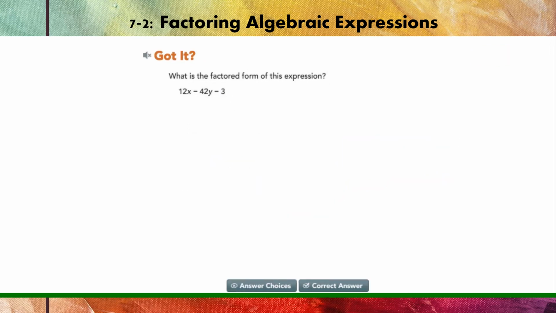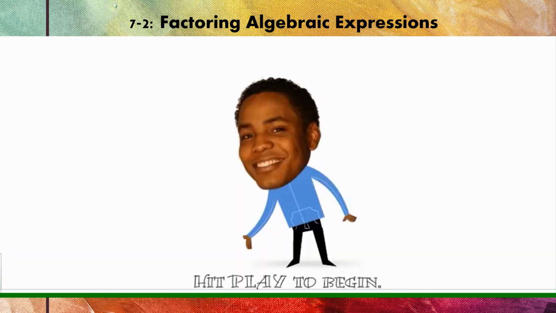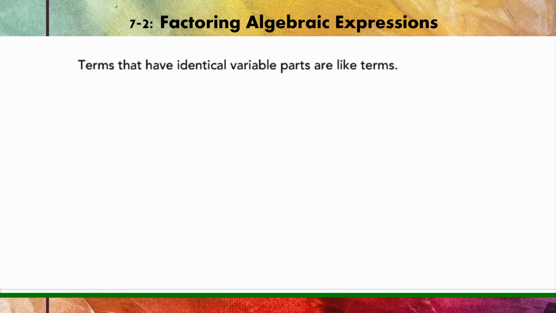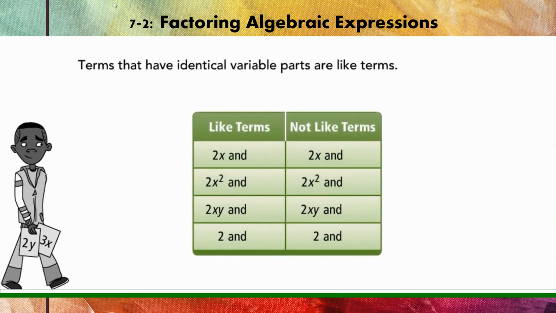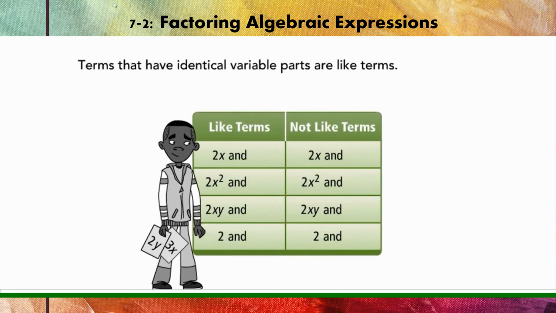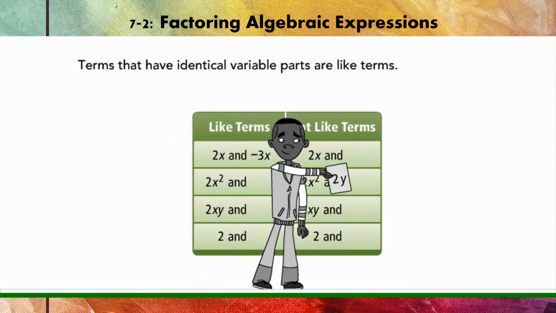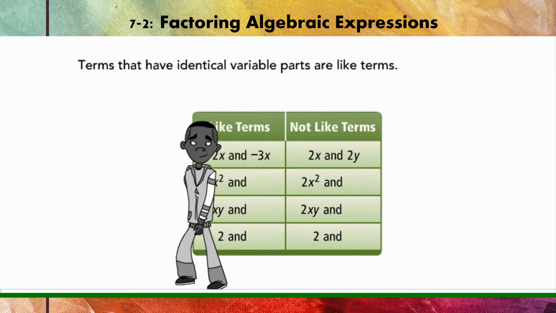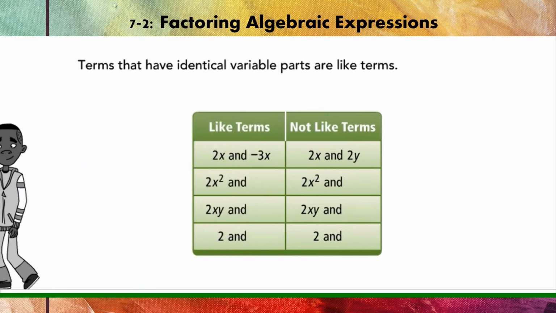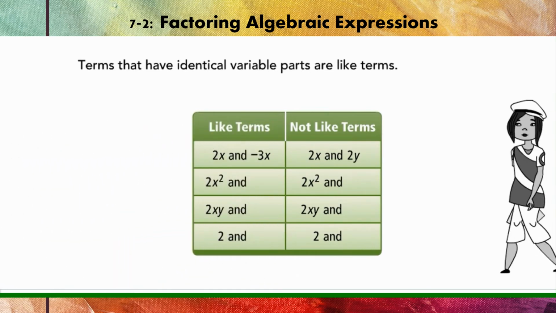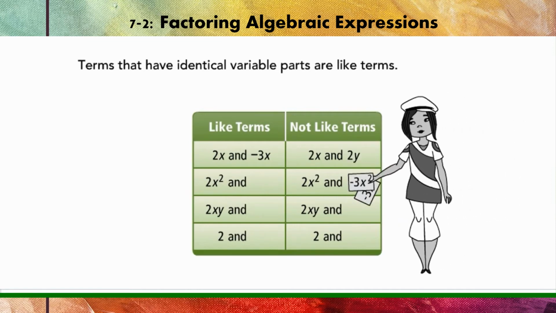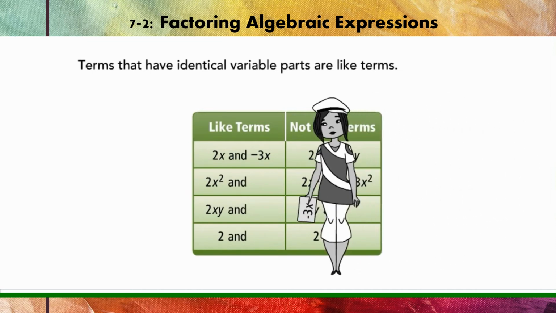What is the factored form of this expression? Terms that have identical variable parts are like terms. The other way around.